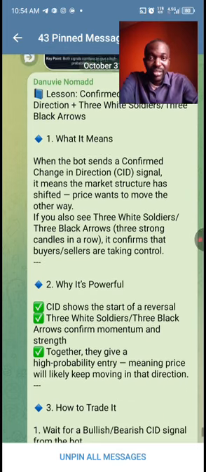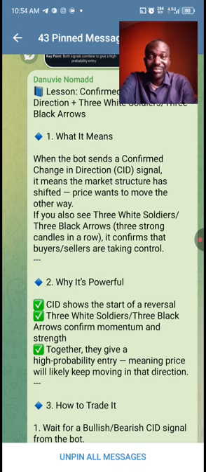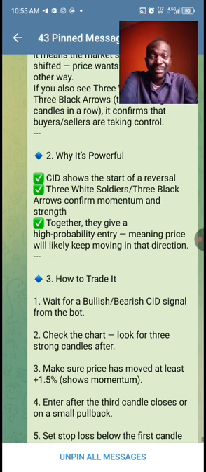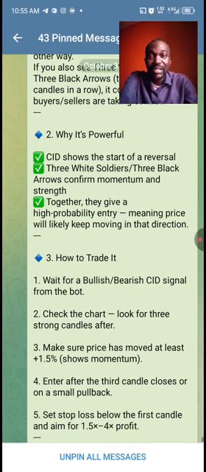Now, what it means, when the bot sends a confirm change direction signal, it means that market structure has shifted. Price wants to move the other way, like I've said. If you also see 3 white soldiers or 3 black arrows, 3 strong candles in a row, please, very, very important, in a row, it confirms that buyers or sellers are taking control, which means the big players are spending billions into that particular coin. That's why the price is moving in that direction. So why is it powerful? CID, which is confirm change direction, shows the start of a reversal.